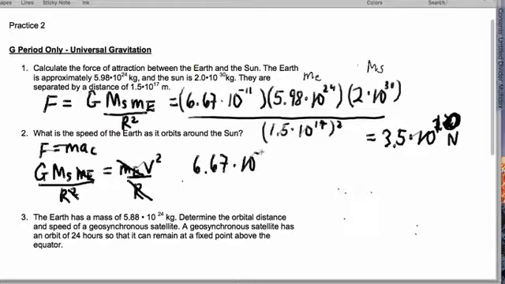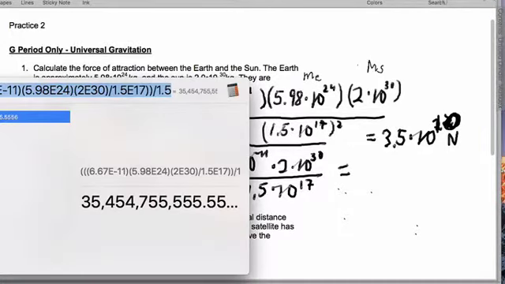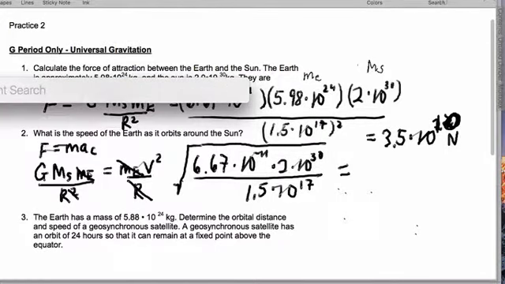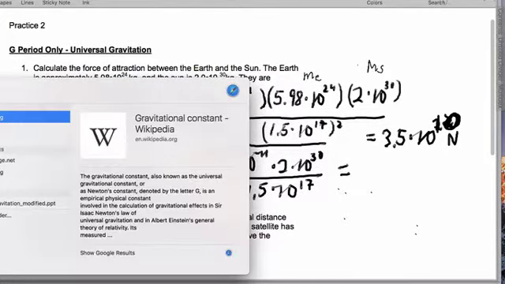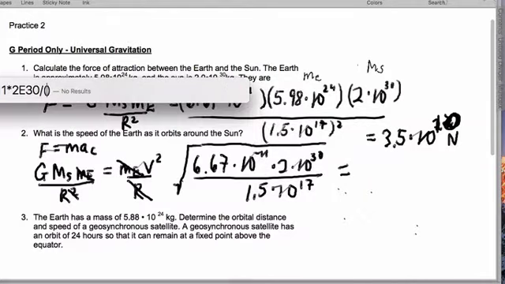6.67 times 10 to the negative 11th times 2 times 10 to the 30th divided by 1.5 times 10 to the 17th. All of this under a square root should get us the speed of the Earth around the Sun. So we're getting 6.67 times 10 to the negative 11th times 2 times 10 to the 30th divided by 1.5 times 10 to the 17th.